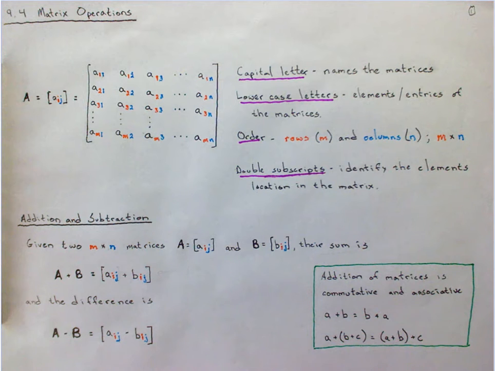Addition of matrices is commutative and associative, meaning that if I say A plus B, it's the same as saying B plus A. Subtraction is not commutative. So let's look at some examples for what we have.